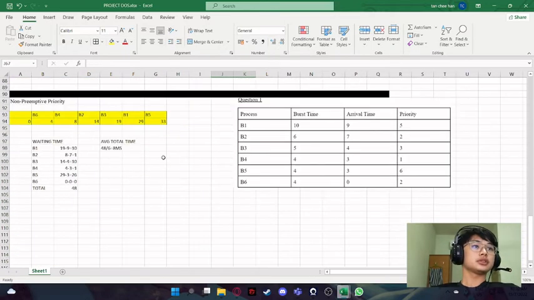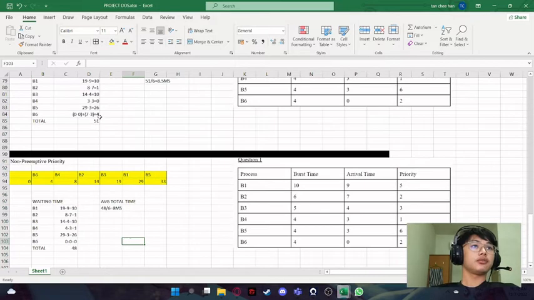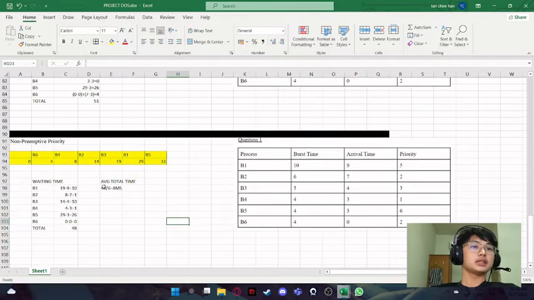This formula is also the same as shortest job first, no need to care about the duration like this, so we can get different answers from these two, and the last answer will be X milliseconds.